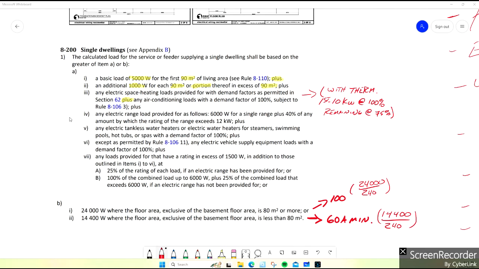All right, so 4. This one tricks people up a little bit. Any electric range load provided for as follows: 6,000 watts for a single range plus 40% of any amount by which the range exceeds 12,000 watts. Another way to look at this is for the first 12,000 watts, apply 6,000 watts. Don't worry about the 6,000 in between. Just 6,000 watts for the first 12,000, and anything over 12,000, you apply 40% of it.